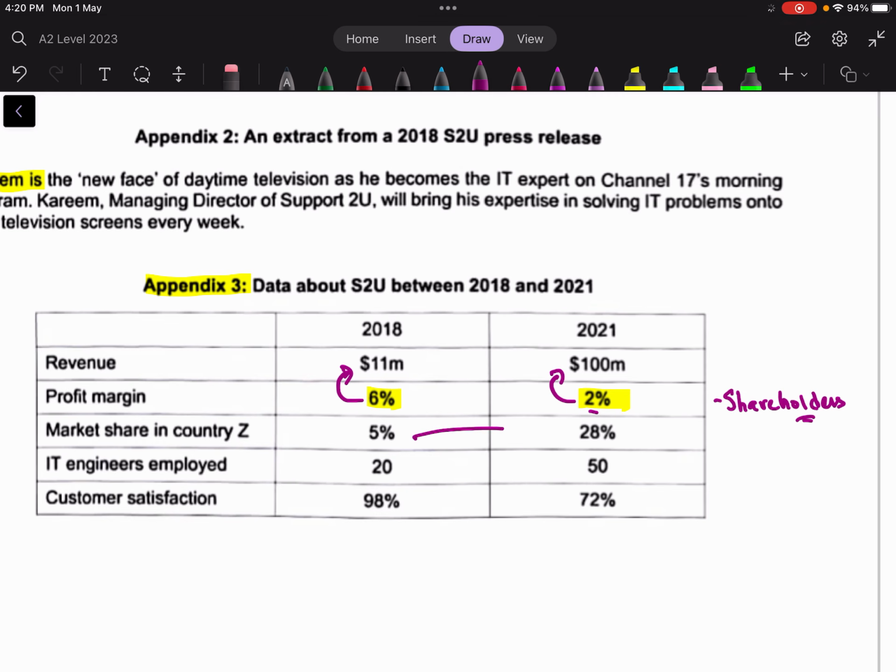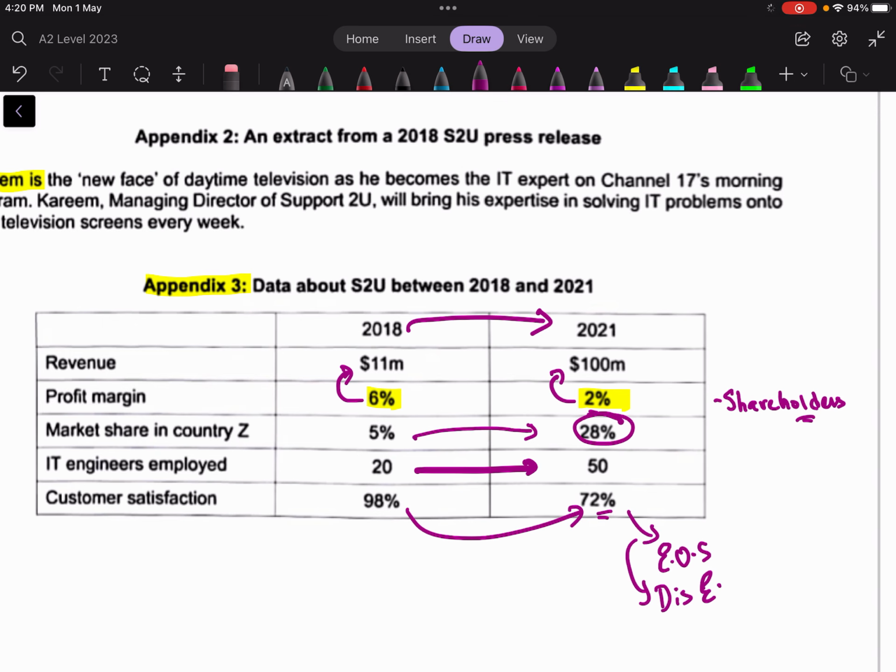Also, you can clearly see that the market share has risen from 5% to 28%, which can be a good thing for STU. The IT engineers employees have significantly increased, but the customer satisfaction levels have reduced to 72%, which might indicate that since the business has grown to be a public limited company, there would have been possibilities of economies of scale, but this would mean that there would be equal chances of diseconomies of scale to arise as well.